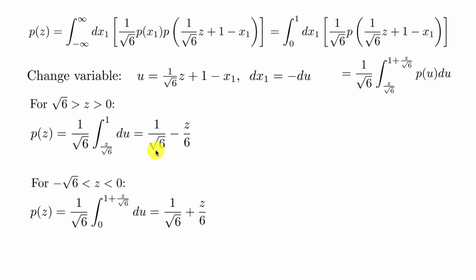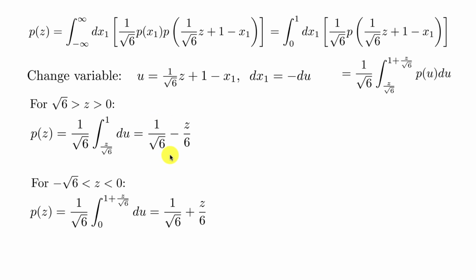Now note that this is a straight line in z with a slope minus 1 over 6, and this is a straight line in z with a slope plus 1 over 6. P of z is certainly continuous at z equal to 0 because its value over there is 1 over square root of 6, both from here and from here.